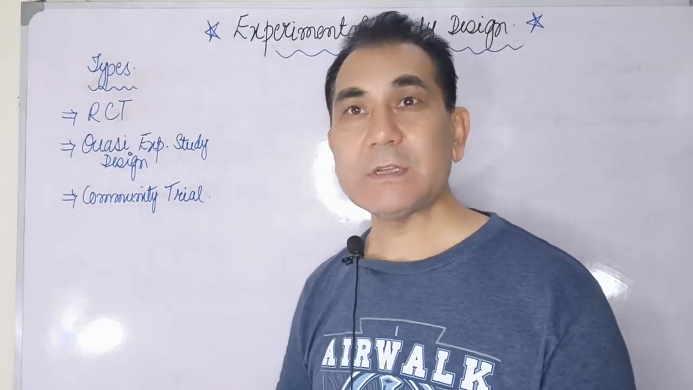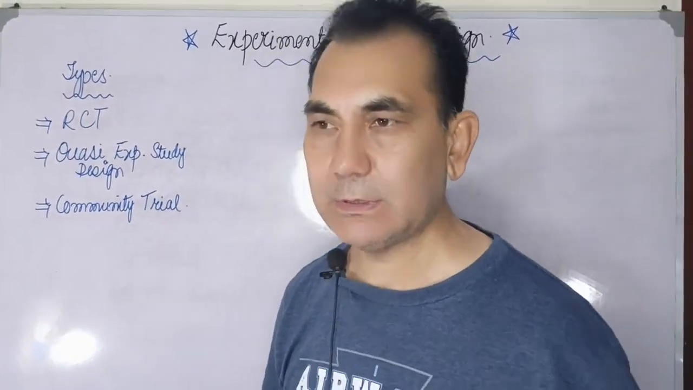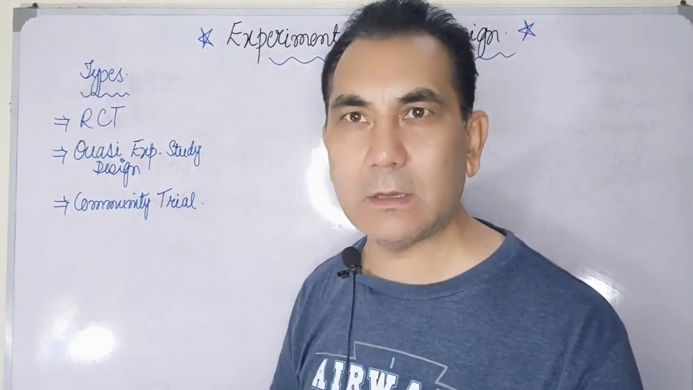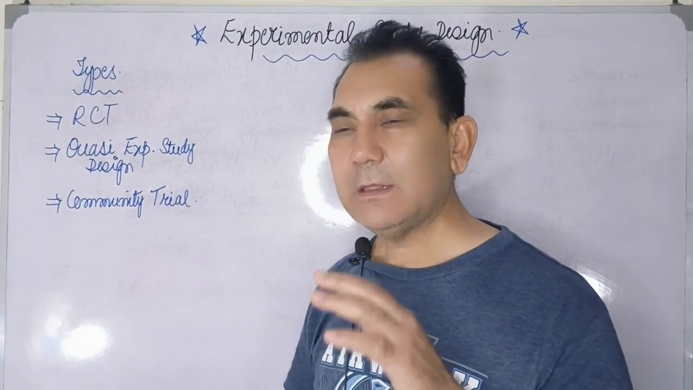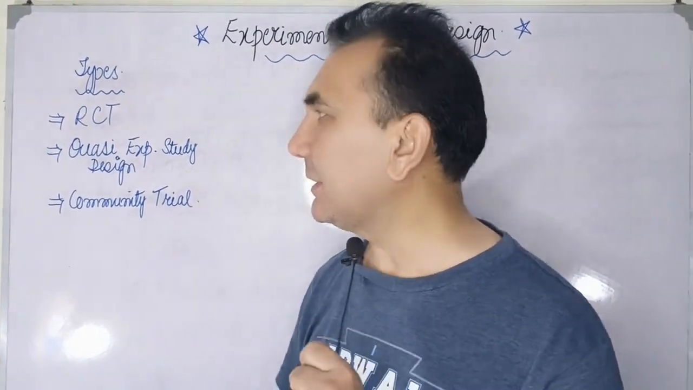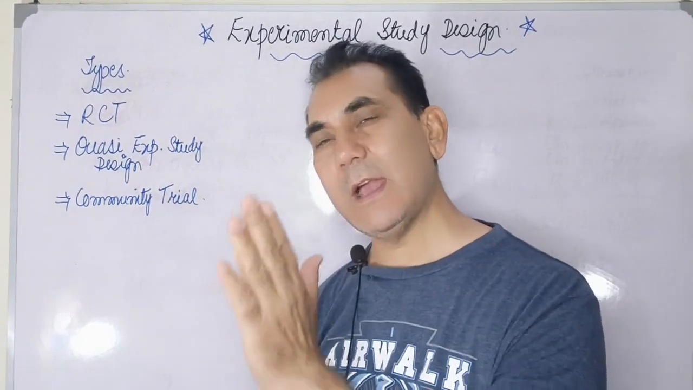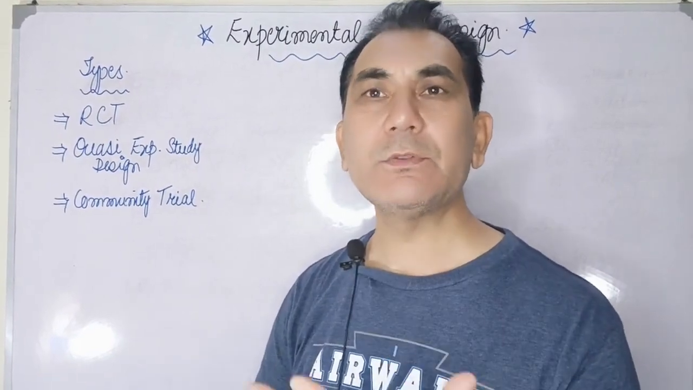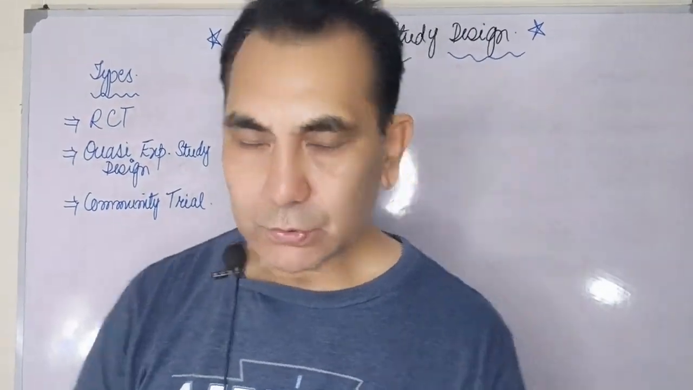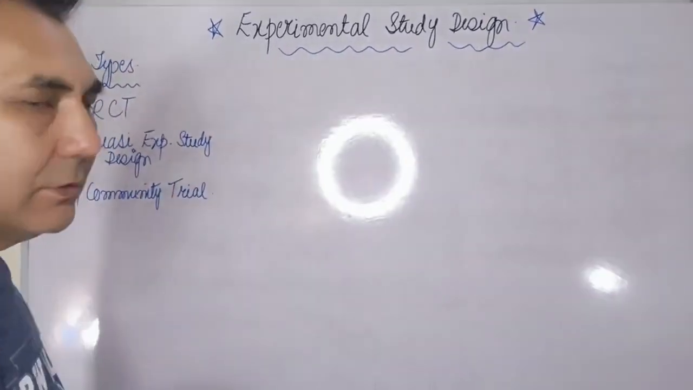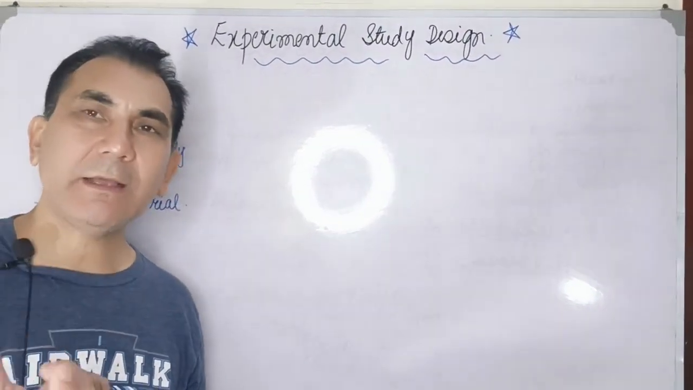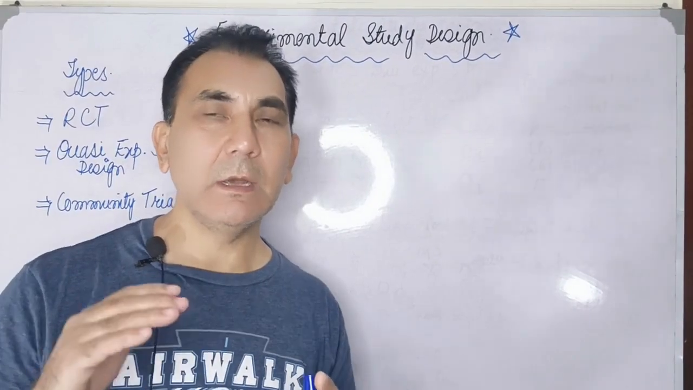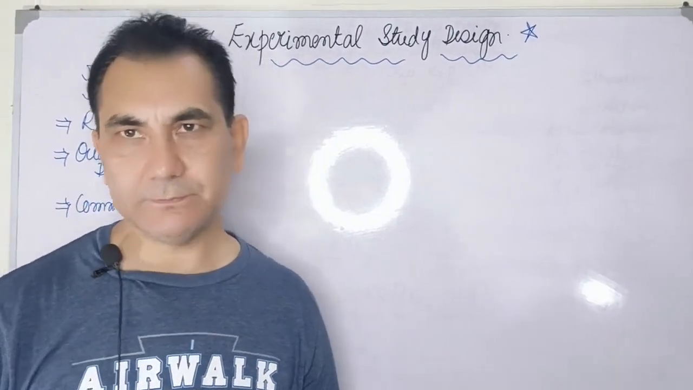The experimental study design has three further types. The first type is called the randomized controlled trial, which is called the RCT. The second type of experimental study design is the quasi-experimental study design. And the third one is the community trial. So let's go through the first one. We will learn in more depth about the RCT.